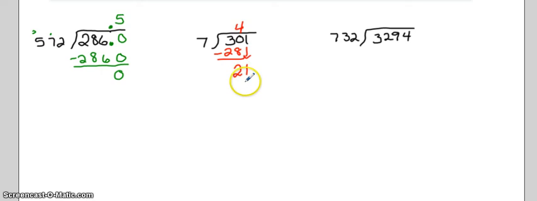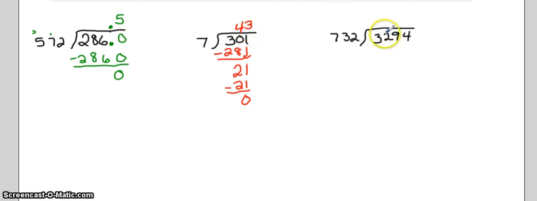7 can divide this remainder of 21 3 times. We write the 3 up there at the top into our quotient. Okay, and 3 times 7 is 21. We subtract. We get a remainder of 0. We're done. 7 times 43 is 301. We're done. Our quotient is 43. Our answer is 43.